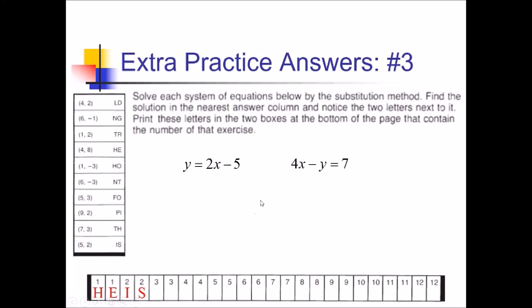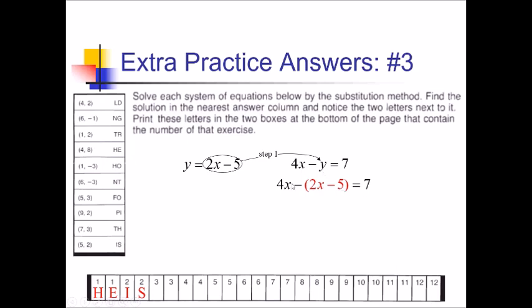On this problem, I notice that I've got y all by itself in this equation on the left, so I can replace y with 2x minus 5 over in this equation here on the right. I'm going to use parentheses to make sure I don't lose anything, so I've got 4x minus, and now in a parentheses, 2x minus 5. So the only thing we did was swapped that out. And that all equals 7.